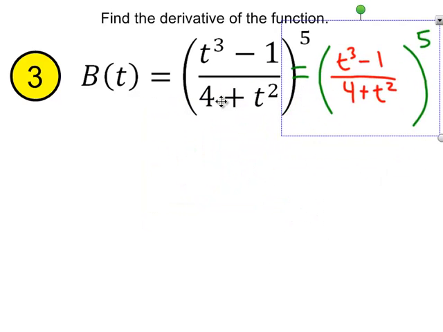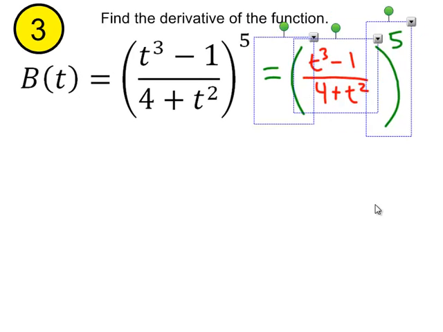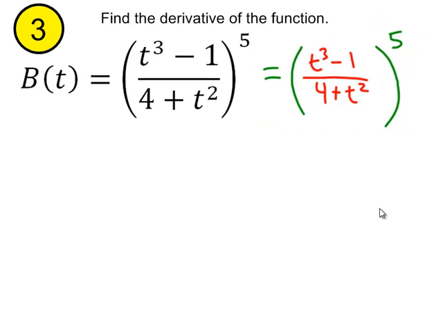So let's move that over here. All right, so let's start with our derivative. Let's start B prime of t. And again, rather than looking at it as a chain rule problem, we're starting by looking at it as a quotient rule problem. We're starting by looking at it as a chain rule problem.